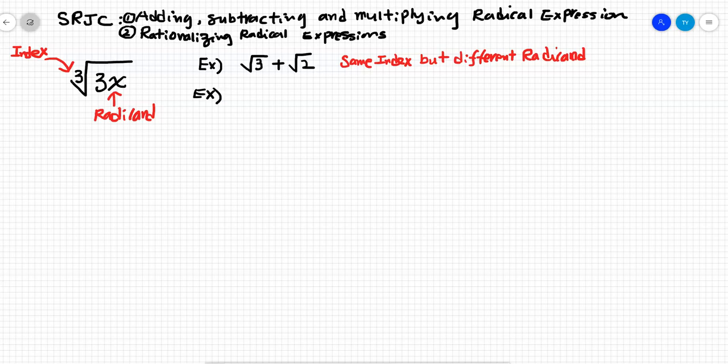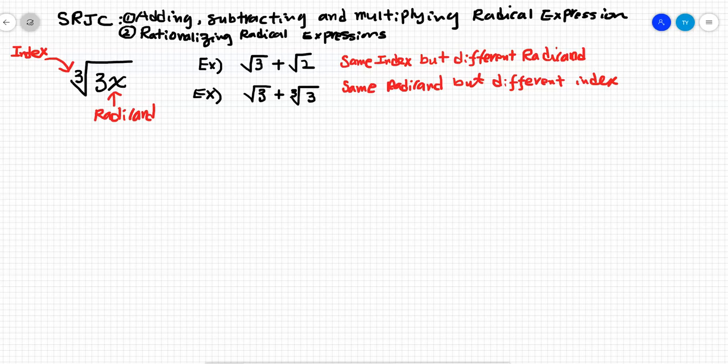Now, the other one will be something like this: the square root of 3 plus, let's say, the cube root of 3. Now here we have the same radicand, but we have a different index. So that means you cannot add these two radicals. Okay, so these are the two cases of operations that you cannot do.